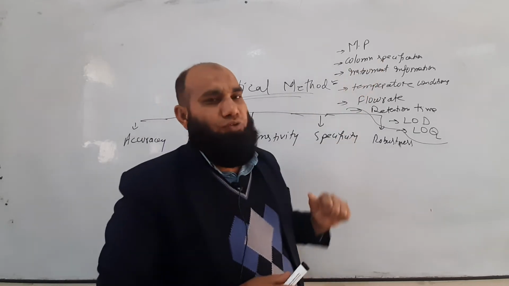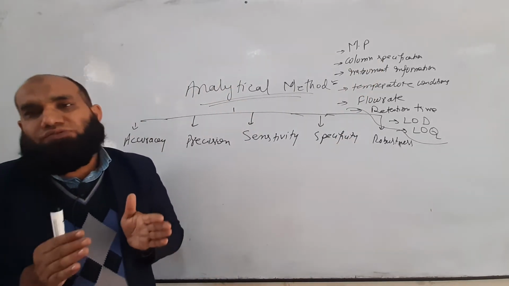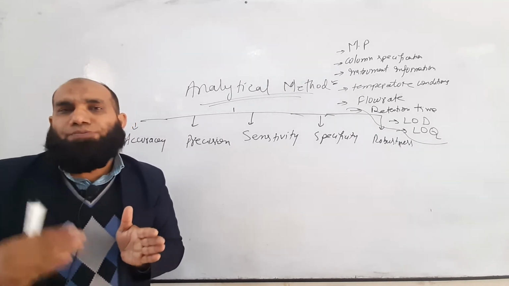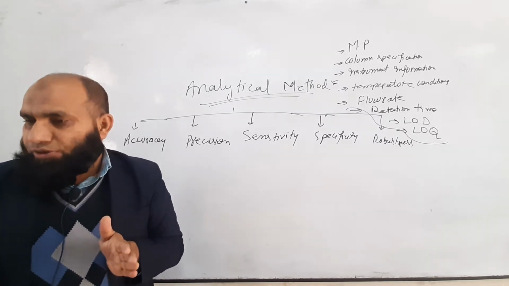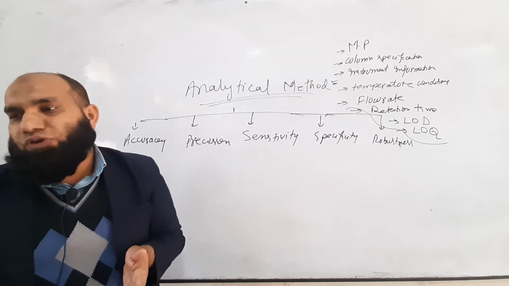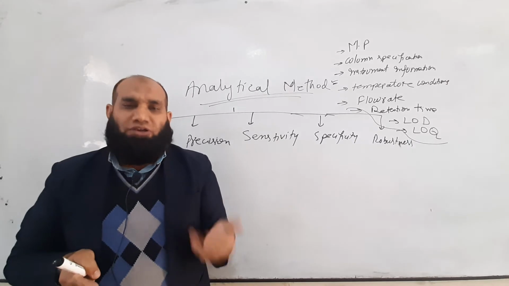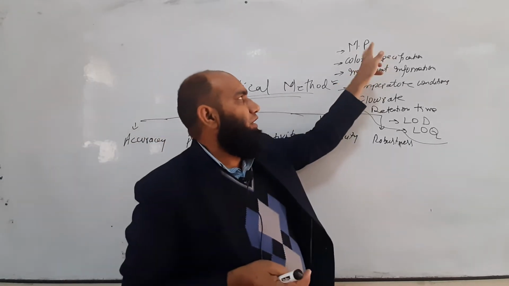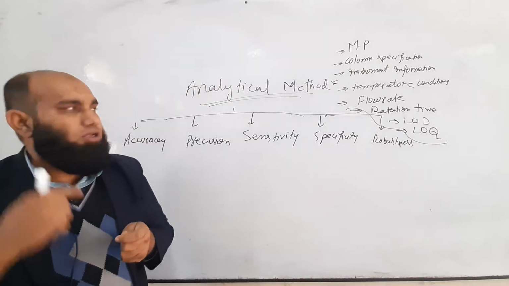Column specifications are basically the specifications of the stationary phase, because HPLC stands for high performance liquid chromatography, and we want to perform liquid chromatography. In chromatography, we have two phases: one is the stationary phase and the other is the mobile phase. The stationary phase is present in the column, and the mobile phase is the liquid which flows through the column.